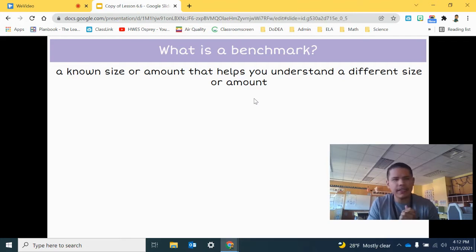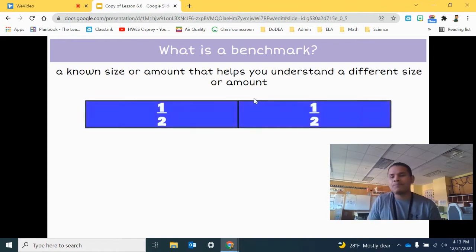Can you think of any benchmarks that you use, maybe in real life? Love seeing your thinking face. So another benchmark that I use is whenever I have a pizza and I'm really, really hungry and I want to eat half of that pizza. I know what half a pizza looks like. Do you know what half a pizza looks like?